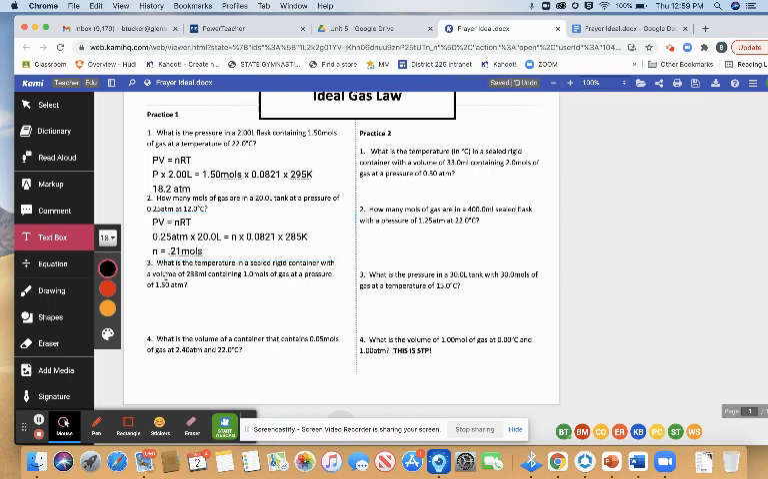Okay, question 3. What's the temperature in a sealed rigid container with a volume of 233 milliliters? And I hope you're keying into that milliliters unit. So there's our V1. Containing 1 mole of gas, there's your n1. At a pressure of 1.50 atm, there's your P1. So there is no change going on. There are no 2's. This is a PV = nRT problem again.